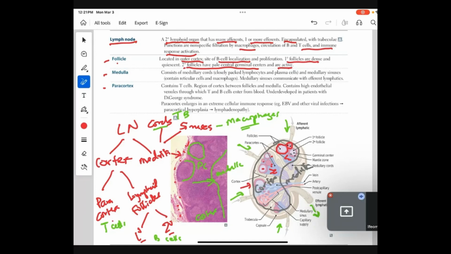So it's important for you to know that, because if you get a question where they're talking about a patient and they say lymph nodes enlarged, and which area of the lymph node will be involved, you know that okay, it's the secondary follicles in the cortex, because the B cells will be proliferating, expanding in numbers to take care of that infection. All right, the B cells will be expanding in number to handle that infection.